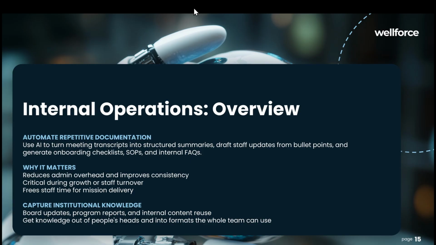The fifth workflow is internal operations, and I want to spend a few minutes here because this is where smaller nonprofits often find the most immediate relief. It's not grants, not donor communications, just the administrative load that nobody talks about, but everybody feels. Meeting follow-ups, staff update emails, onboarding checklists, SOPs. These are all things AI can draft quickly from your raw inputs. And for organizations where one person is wearing 5 hats, that matters a lot.